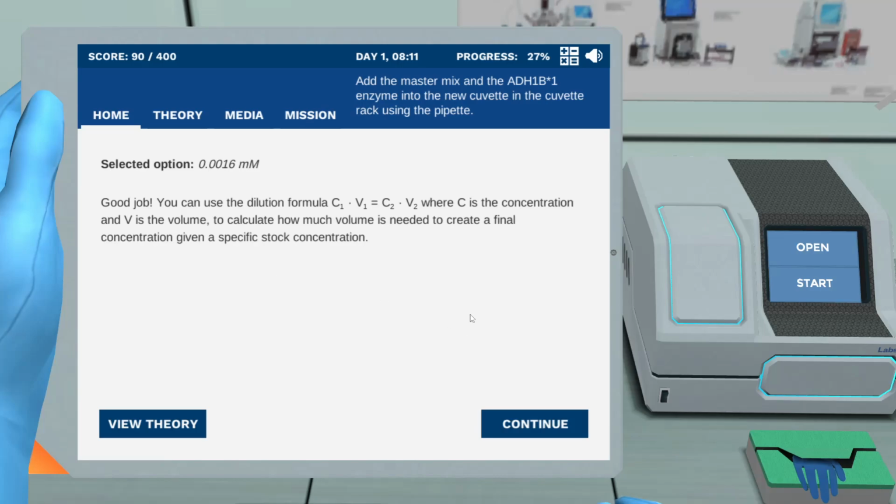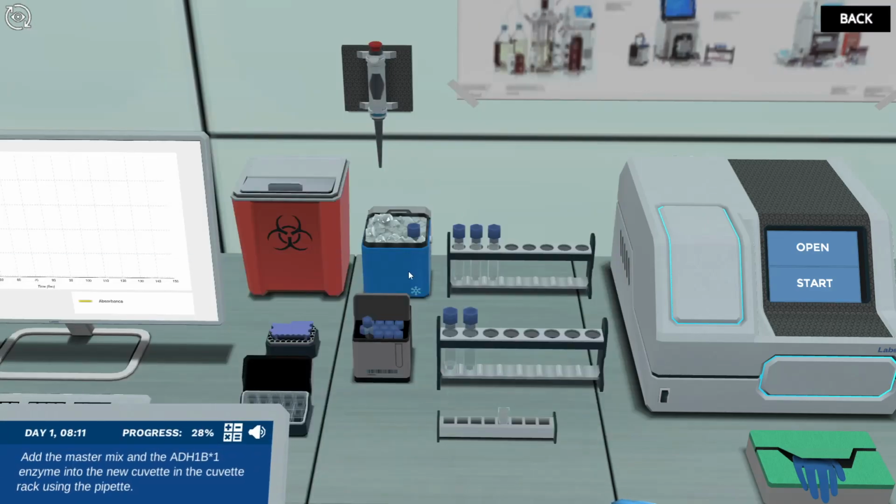Good job. You can use the dilution formula C1V1 equals C2V2, where C is the concentration. Add the master mix and the ADH1B*1 enzyme into the new cuvette in the cuvette rack using the pipette.